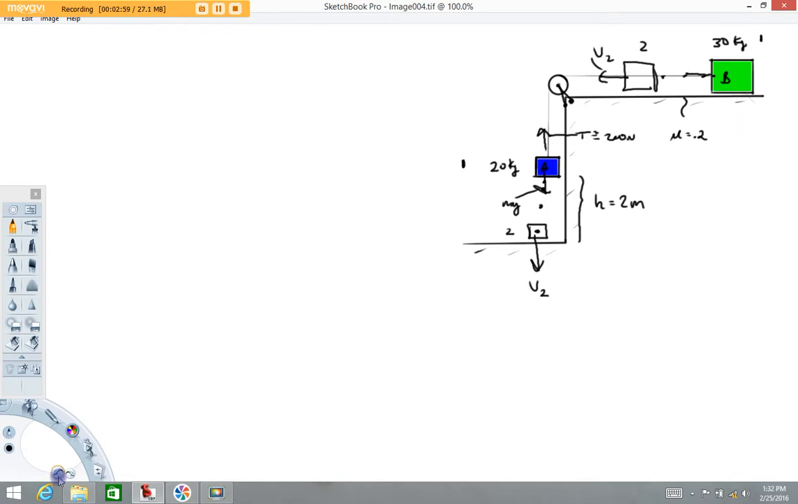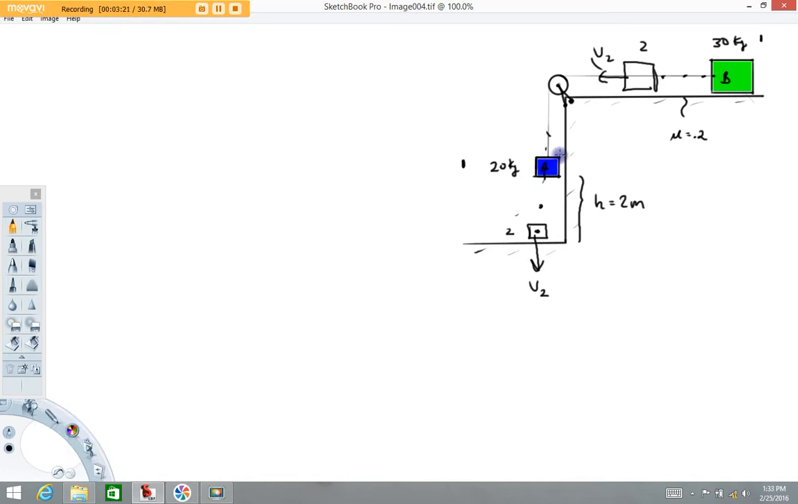Alright, I'm going to get rid of some of these force vectors and things I don't need. Oops. Can't get rid of that without erasing it, apparently. So I don't need this force vector. I'm going to go ahead and get rid of it. Don't really need this one either. Alright. So now we know definitively this system is going to accelerate.